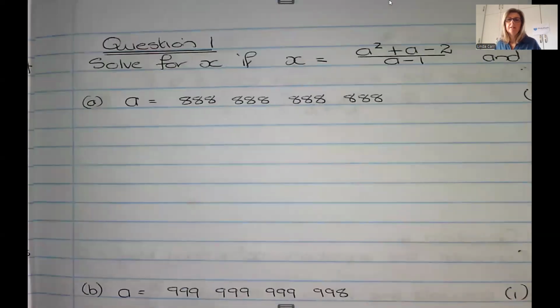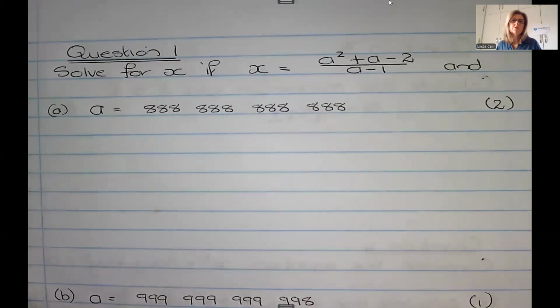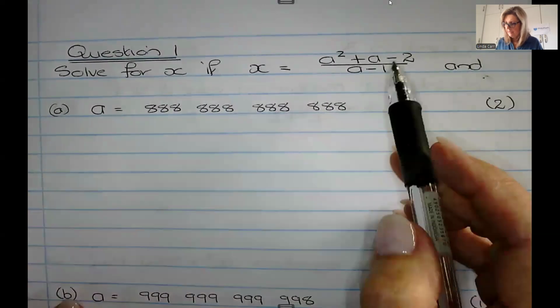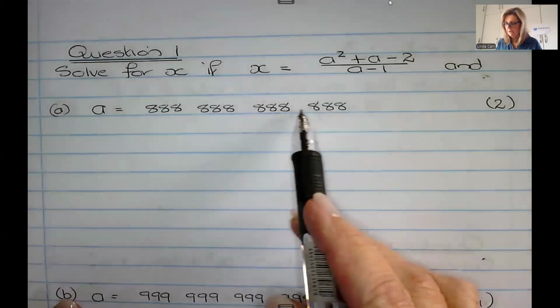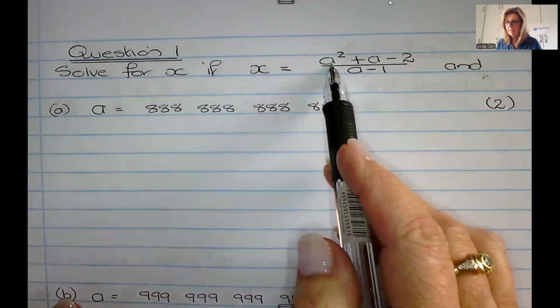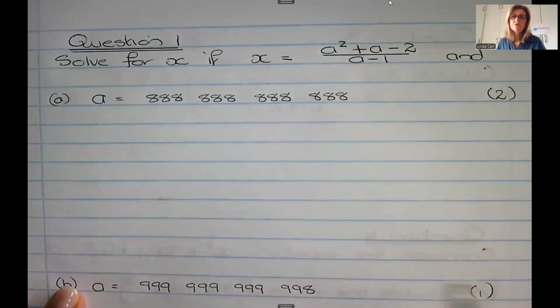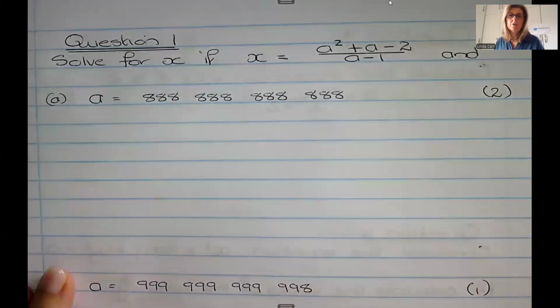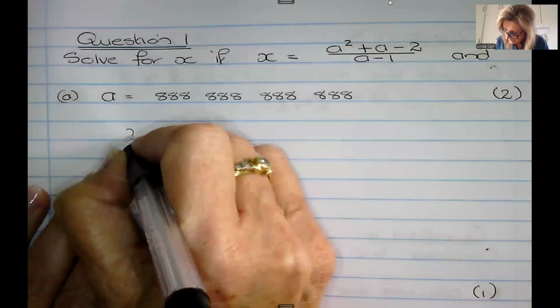Right, so here's a couple of quite interesting exam style questions. The first one, solve for x if x is this expression. And then they give us this huge number for a. Now, I don't know about you, but I'm lazy. I don't want to have to go and substitute all of those 8s into a squared and then into a. And my calculator is not going to help me anyway. So clearly the trick here is to try and simplify the expression before we substitute a. So I'm going to try that.